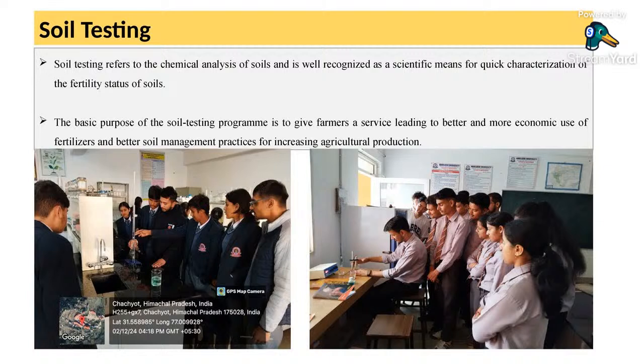With the help of a soil testing approach, we can protect our soil from degradation. Soil testing is the chemical analysis of soil to know the nutrient status and fertility status of the soil. The basic purpose of a soil testing program is reducing fertilizer waste and getting the maximum yield from the crop.